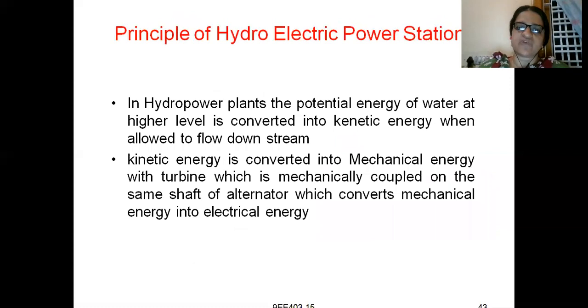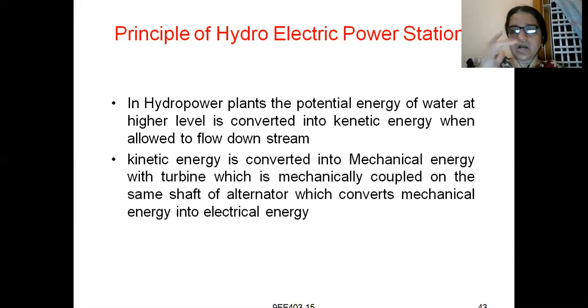Right, coming to the principle of a hydroelectric power station, I will read the points in the slide. In hydropower plants, the potential energy of the water at high level is converted into kinetic energy when allowed to flow down the stream. As the water flows down the stream, the potential energy is getting converted into kinetic energy. Now your kinetic energy is converted into mechanical energy with a turbine, which is mechanically coupled on the same shaft of the alternator.